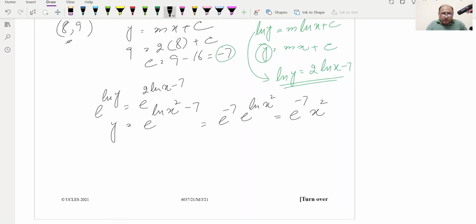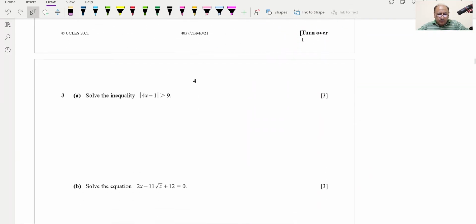Now next, this is basically our answer, which we can write y is equal to e raised to -7 x squared. This will be the final y value which we have done.